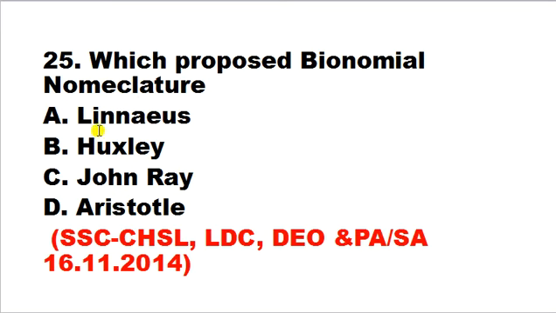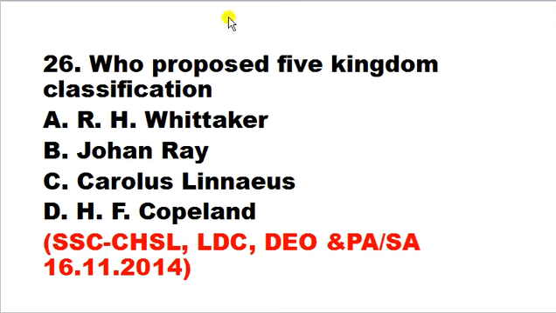Who proposed binomial nomenclature? Linnaeus, Huxley, John Ray, Aristotle. What is binomial nomenclature? It is the formal system of naming species of living things by giving each a name composed of two parts. Both parts were in Latin grammatical forms, and it was introduced by Carl Linnaeus. So answer A is correct.